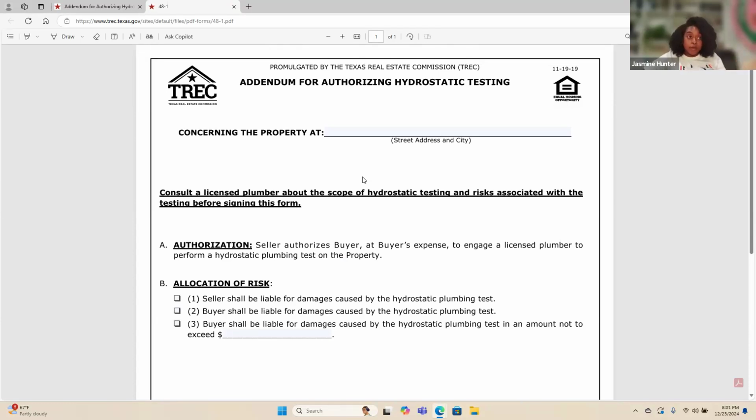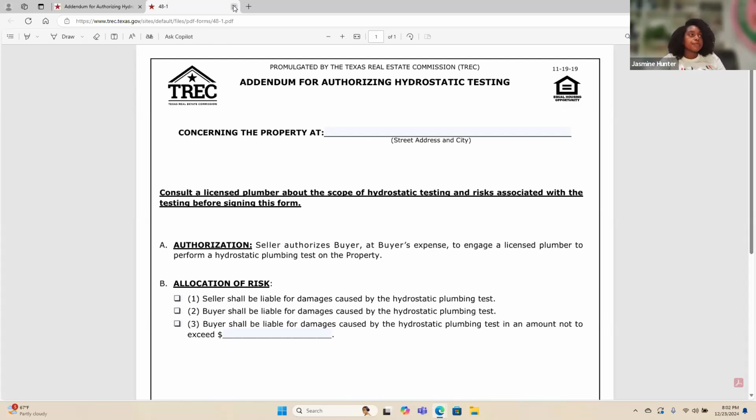So the buyer would have to pay for the plumber to conduct a hydraulic test and understand a hydrostatic test. I'm sorry, a hydrostatic test. And the issue with that is if there's any type of damage or anything like that, that buyer is assuming responsibility for that once they sign this document. Okay. And notice here on this document, it says that the seller authorized buyer at buyer's expense. It doesn't even give an option that there will be an expense to the seller at all. And then down here is the allocation of risk.